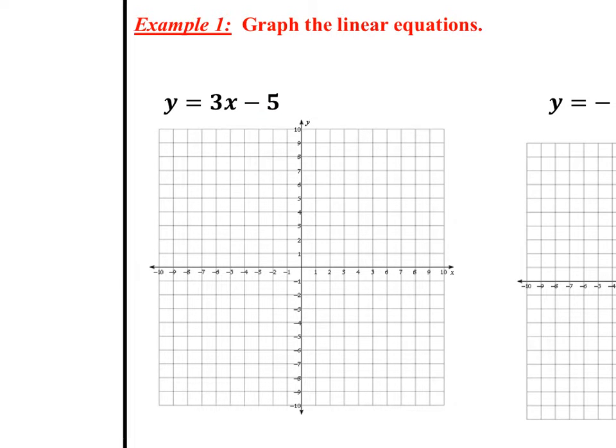We have the line y equals 3x minus 5. Please tell your neighbor, what is the y-intercept, the starting point? What's the slope? Okay, Xander, what's the y-intercept? -5. Yes, so I'm going to plot the point (0, -5) on my y-axis.